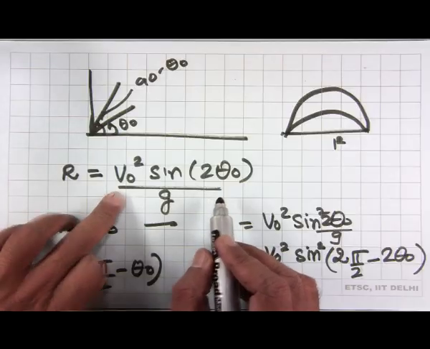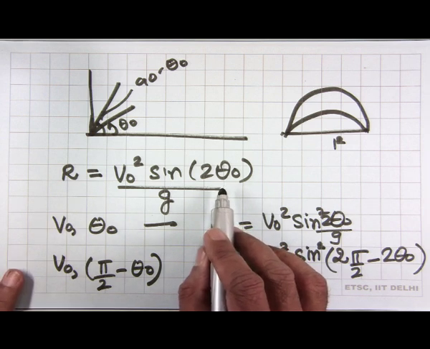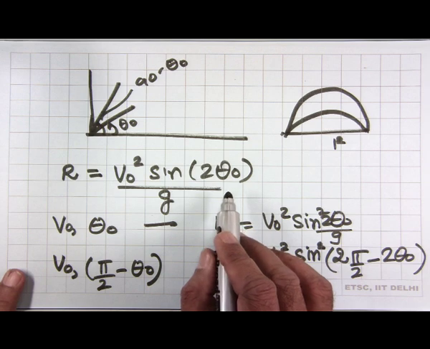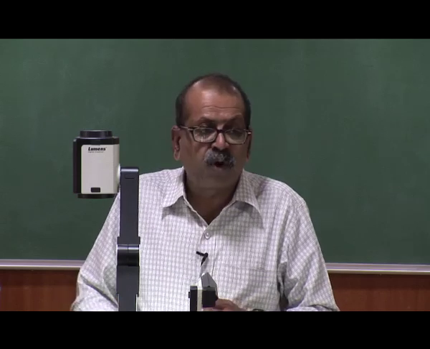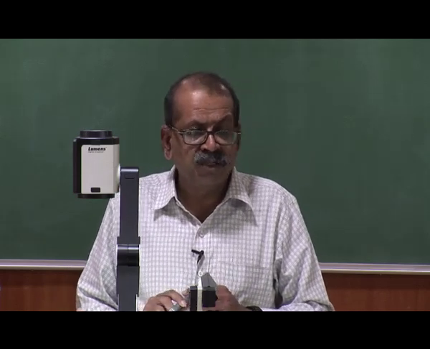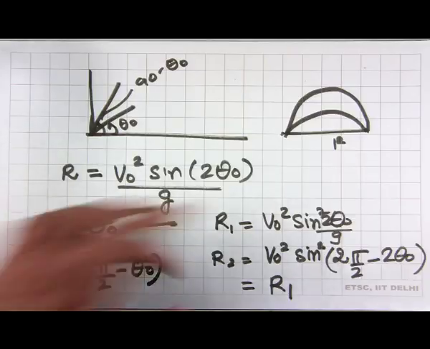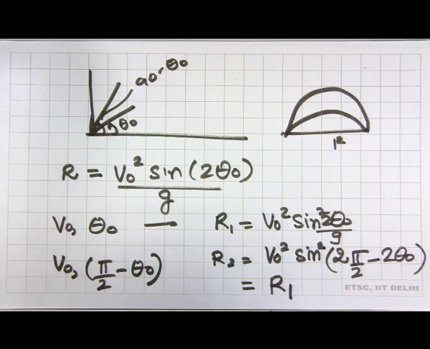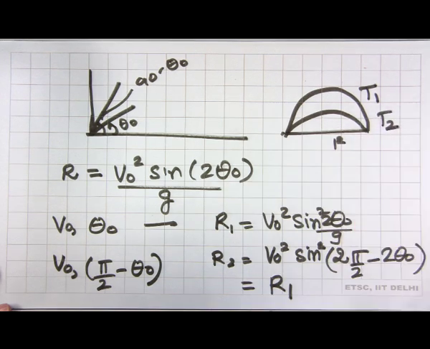And also clearly from this we can see for a given V0, the range will be maximum when theta 0 is equal to pi by 4 or 45 degrees. So, a body which is thrown at an angle of 45 degrees covers the maximum range. But notice, while we talk of ranges here, which is the distance, it does not mean that the time t1 and time t2 taken by the two will be the same.